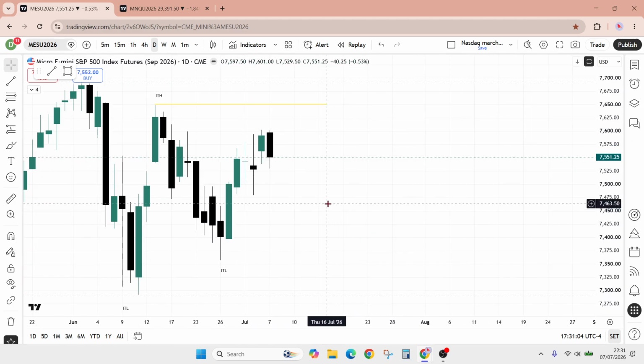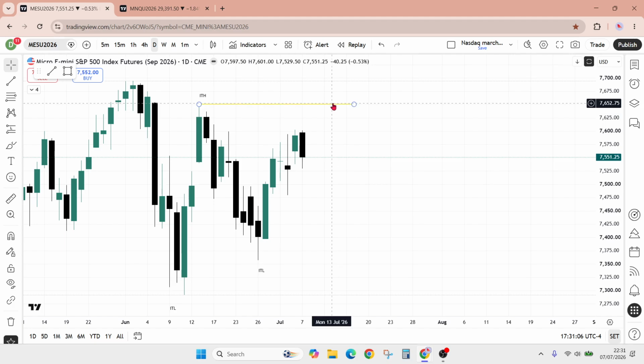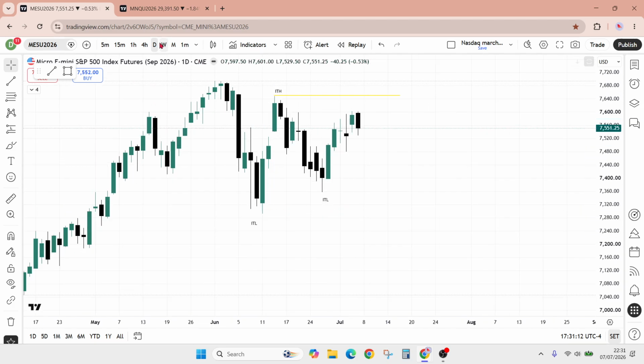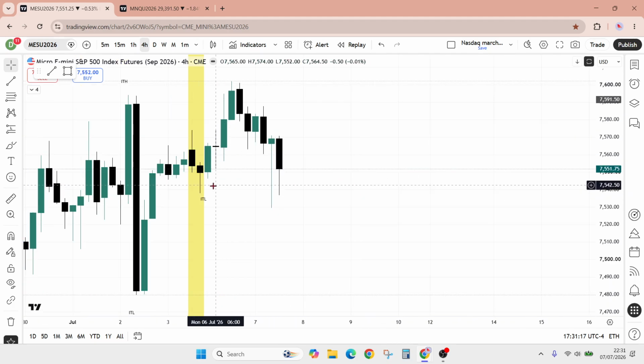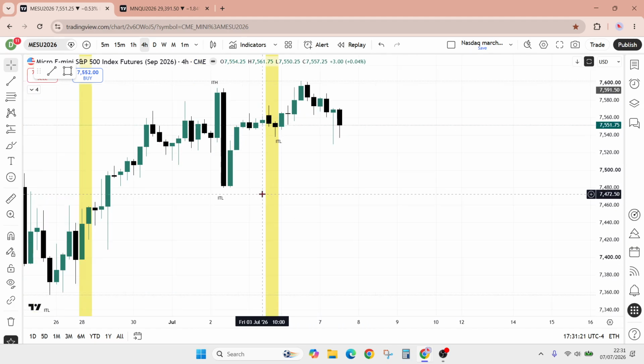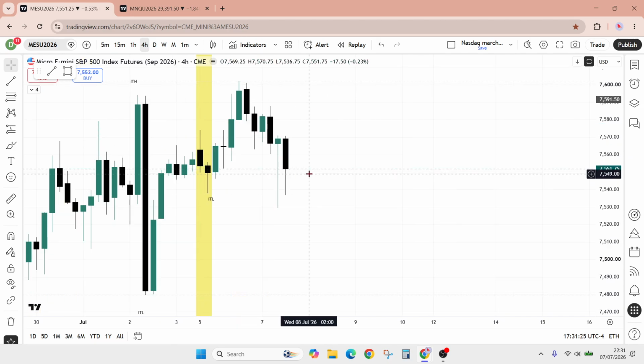Now daily, that was the target for me. Daily we are in a situation where we're still bullish. Now 4 hour is not bullish anymore. Why? Because we have taken intermediate term low. So it's a situation where I have to be cautious.